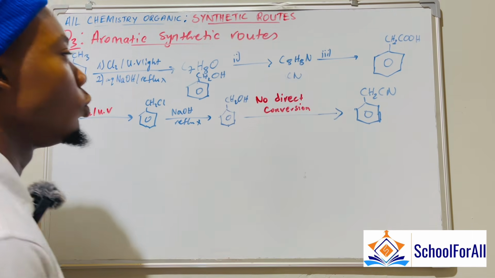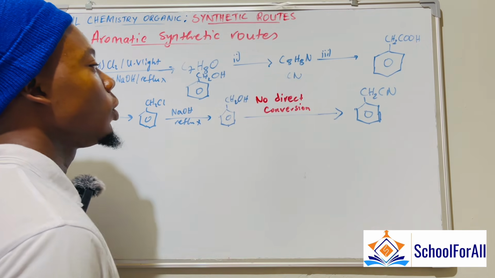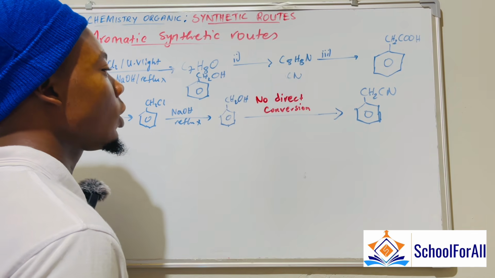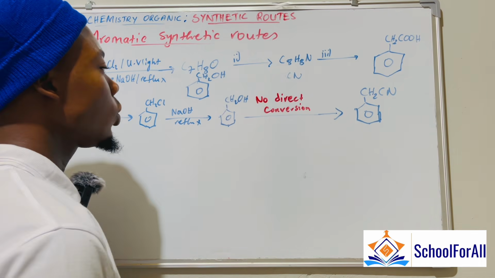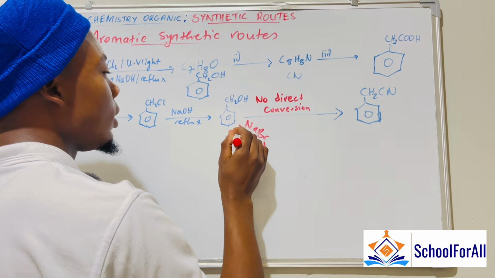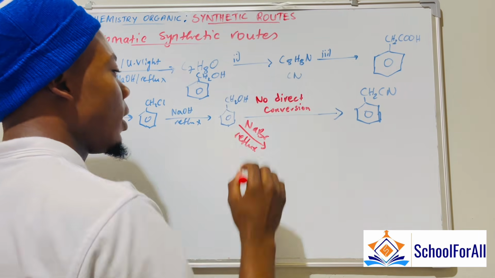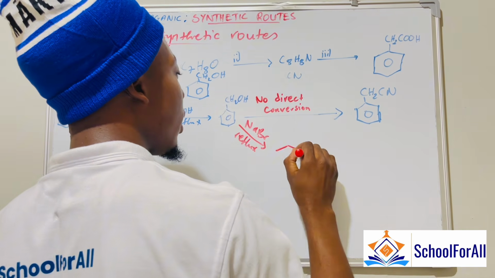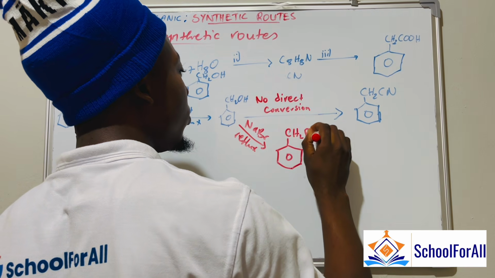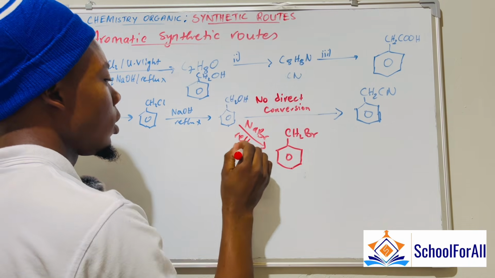So I'll go around. The first thing is that I will replace this OH with what? With bromine. So what will happen here is that I will perform a substitution reaction with bromine. So here I will pass through sodium bromide under reflux. So I will replace this OH with this bromine. So finally I will have this compound, CH2Br.